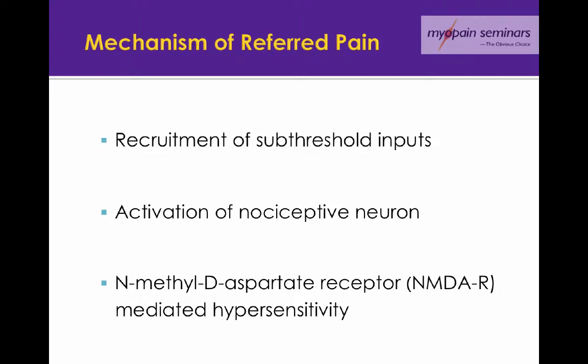I can imagine that by now your head is spinning a little bit from all this information. So let's take another look at the mechanisms of referred pain. The increase in cell membrane excitability allows the normally subthreshold impulse to the cell, the so-called sleeping connections, to reach threshold and activate the cell. So you need a recruitment of subthreshold inputs. You get an activation of the nociceptive neuron. And something we haven't talked about is the role of NMDA receptors, or the N-methyl D-aspartate receptor, which also mediates hypersensitivity. We are going to talk about the NMDA receptor in more detail in the next module.